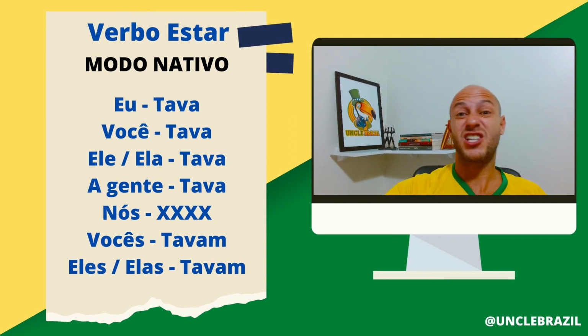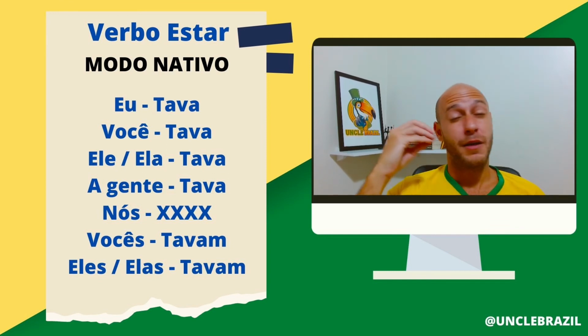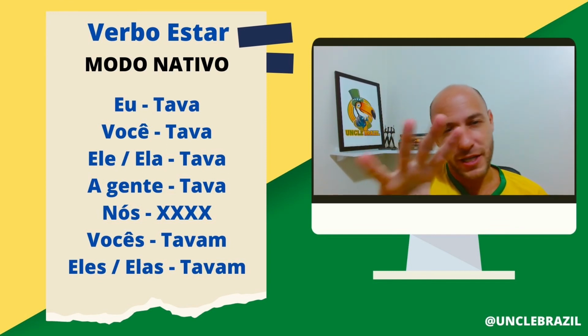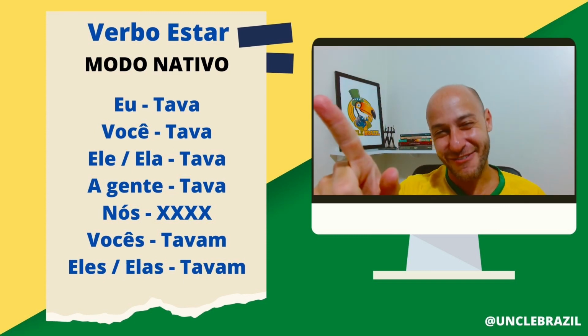Instead of você estava, it's você tava. Ele, ela tava. A gente tava. Nós. It's not very usual. It would be nós távamos, but it sounds weird, so Brazilians don't use it, ok? Vocês estavam. Eles, elas estavam.